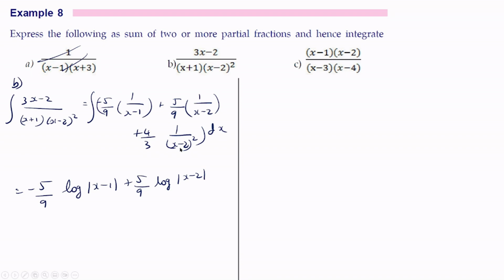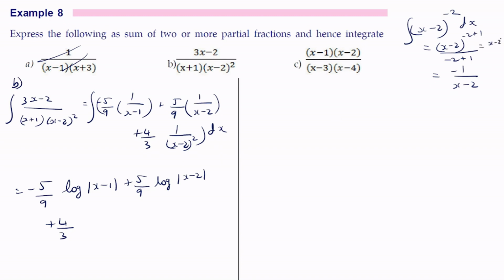Here we have integral 1 by x minus 2 the whole square. So it is nothing but integral x minus 2 the whole raised to minus 2 into dx. So it is x minus 2 the whole raised to minus 2 plus 1 upon minus 2 plus 1. So it is x minus 2 the whole raised to minus 1 by minus 1, which is minus 1 by x minus 2. So this is minus 4 by 3 into 1 by x minus 2 plus c. So this is the integral of this function.